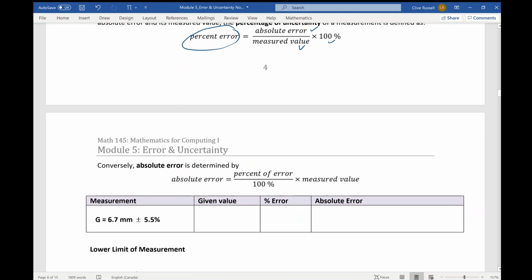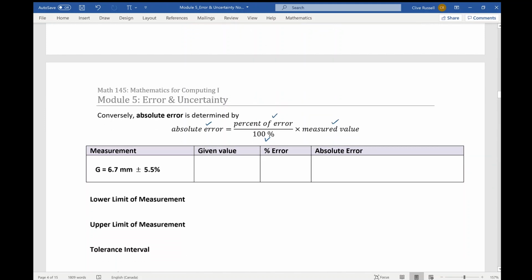And likewise, if we want to find the absolute value given the percent error, we take the percent error, divide by 100, and multiply by the measured value. Let's jump into an example here. So here we see that G is 6.7 millimeters plus or minus 5.5%. So the given value, or the measured value, is 6.7 millimeters. Our percent is 5.5%. Now to find the absolute error, we use this formula here.